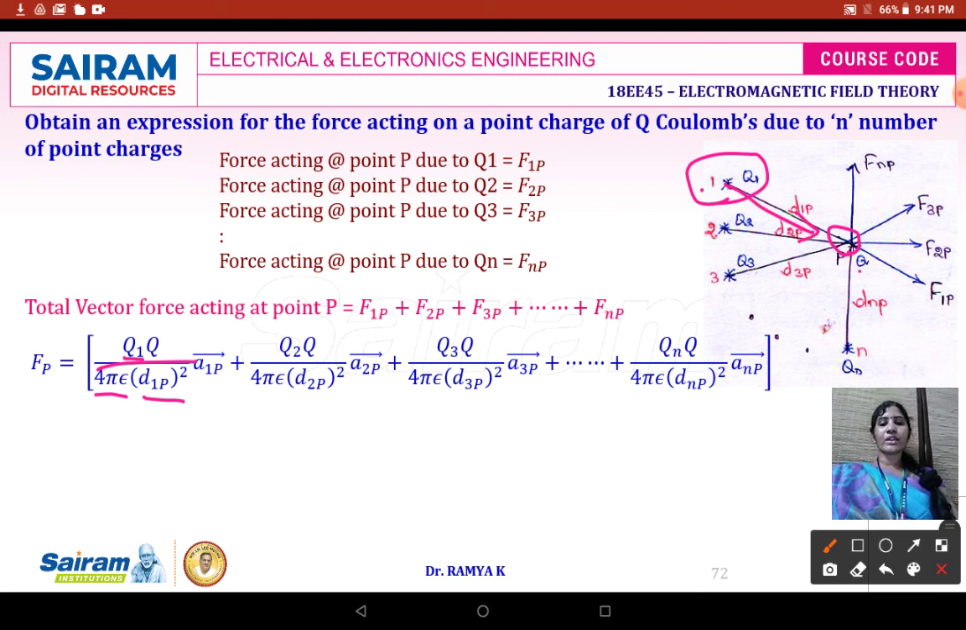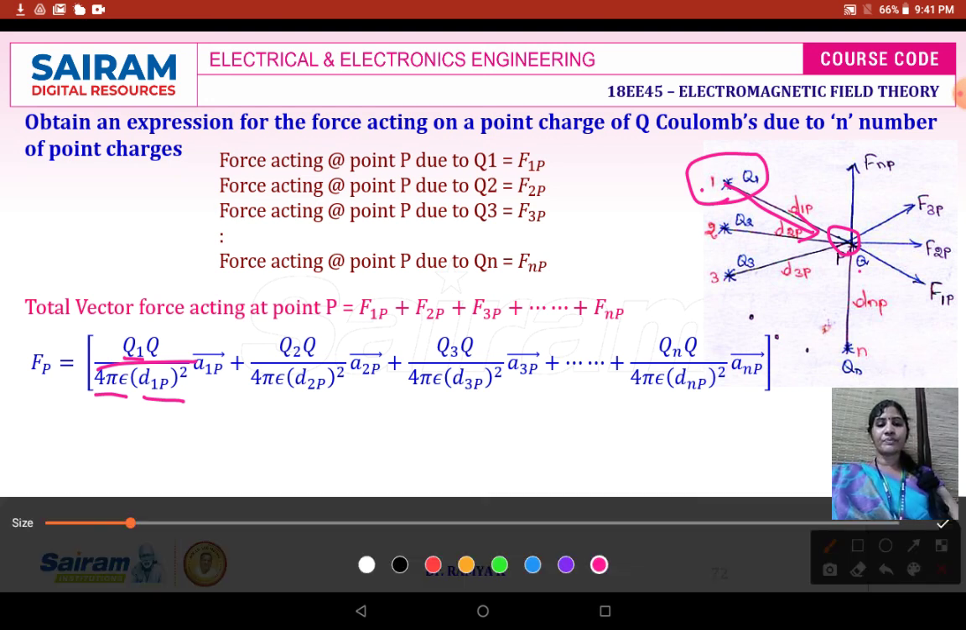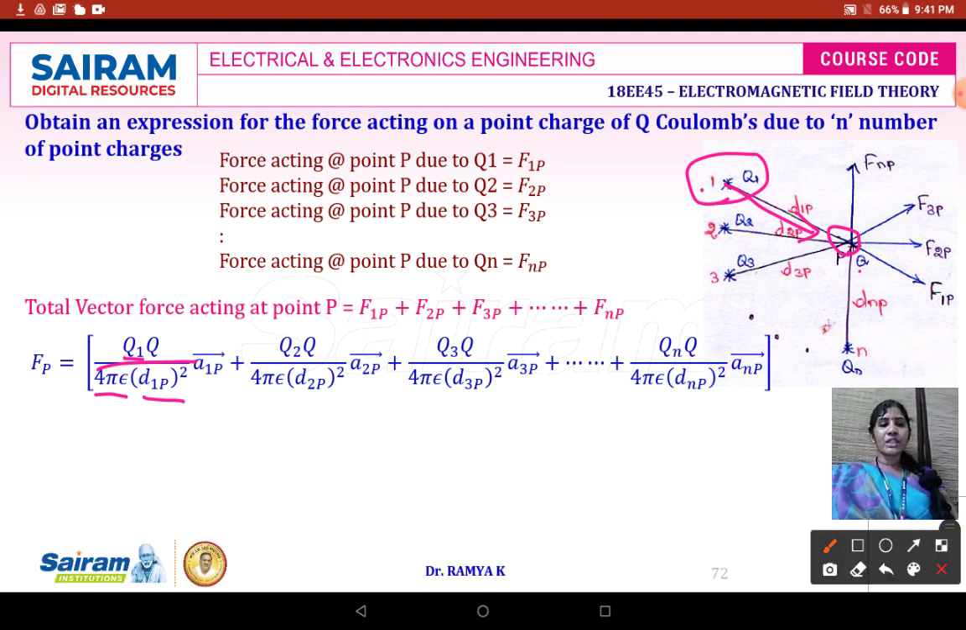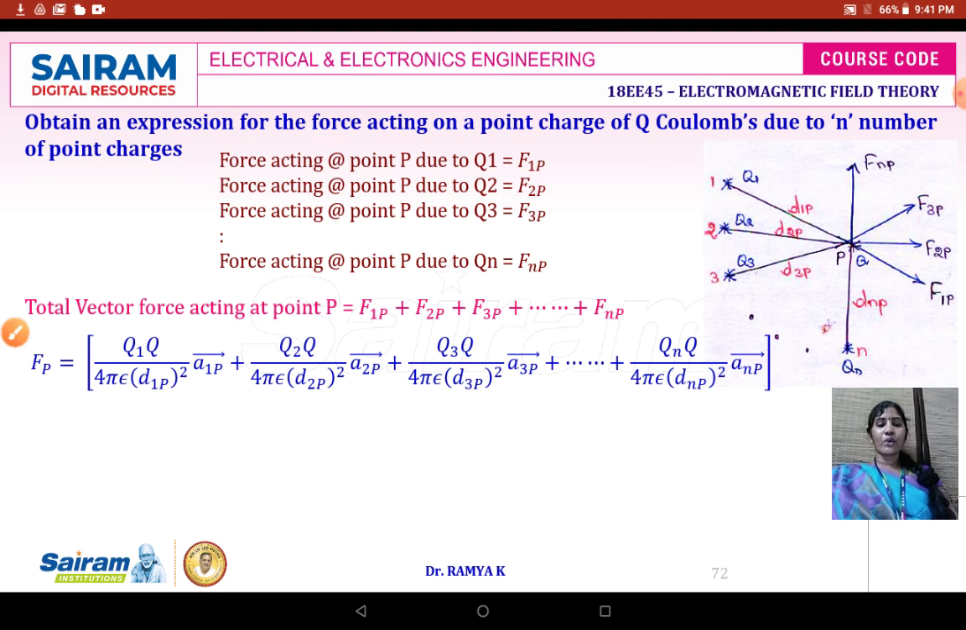So you can write it as a1p vector plus Q2, the point charge available at the second point, and the charge available at point P is Q. So we can write it as Q2 into Q divided by 4 pi epsilon d2p square into a2p vector. Likewise, we need to write it for n number of point charges.